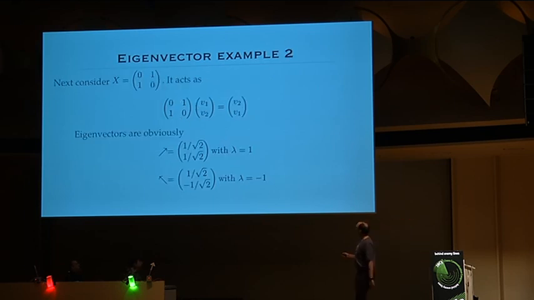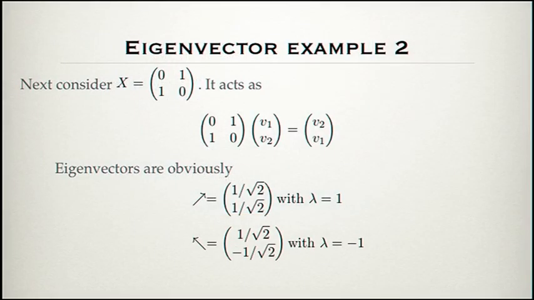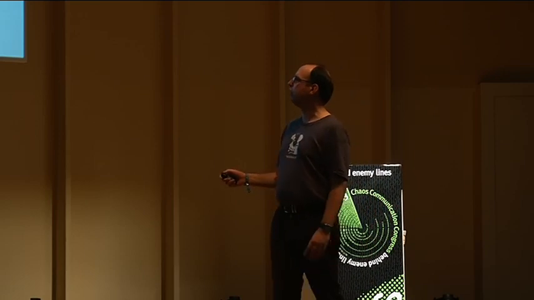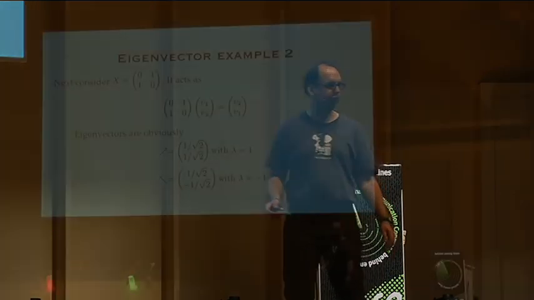Okay, next example is my X. Remember, X switches the components. So here you see v1, v2 gets mapped to v2, v1. Okay, how can it be a multiple of itself when I swap the components? Well, trivially, if both components are the same, right? Then if I switch the same numbers, I don't do anything at all. So, okay, here are square roots of 2. Whoever is afraid of a square root, you can safely ignore all the square roots in this talk. They're just there to make the formulas that I write correct. You can completely blind them out. They're not important for what I'm going to say. Right? So you can read this as 1, 1 if you're afraid of square roots.